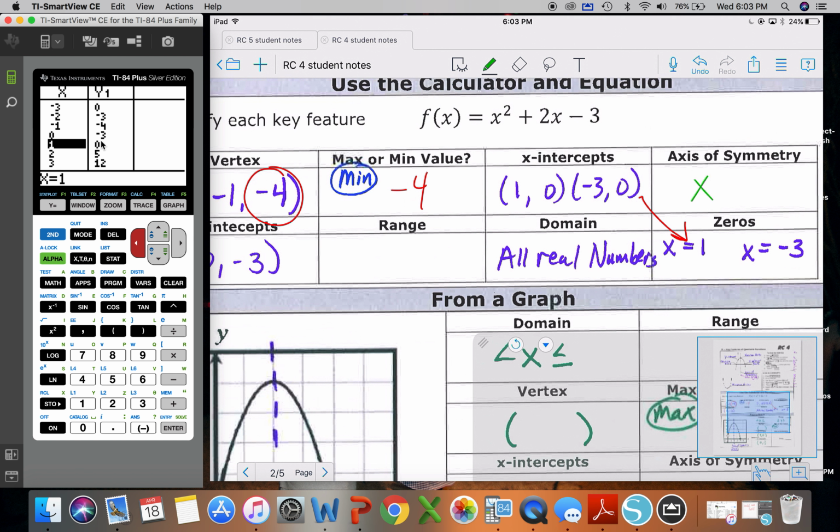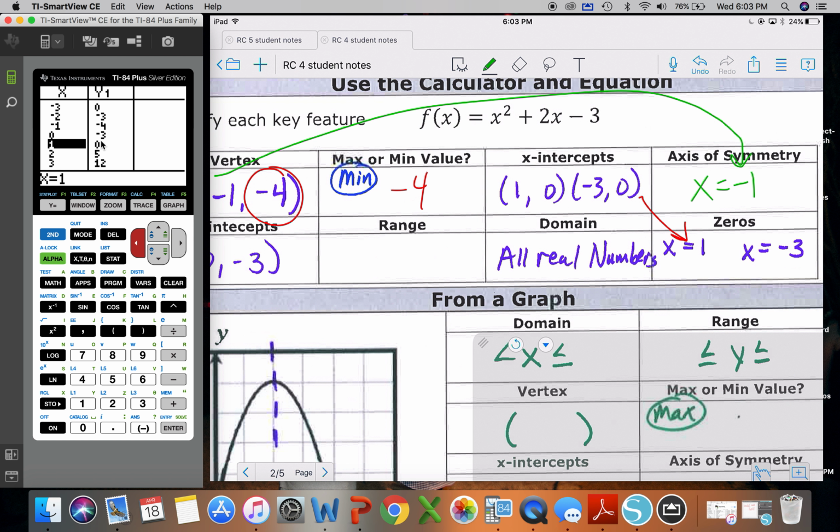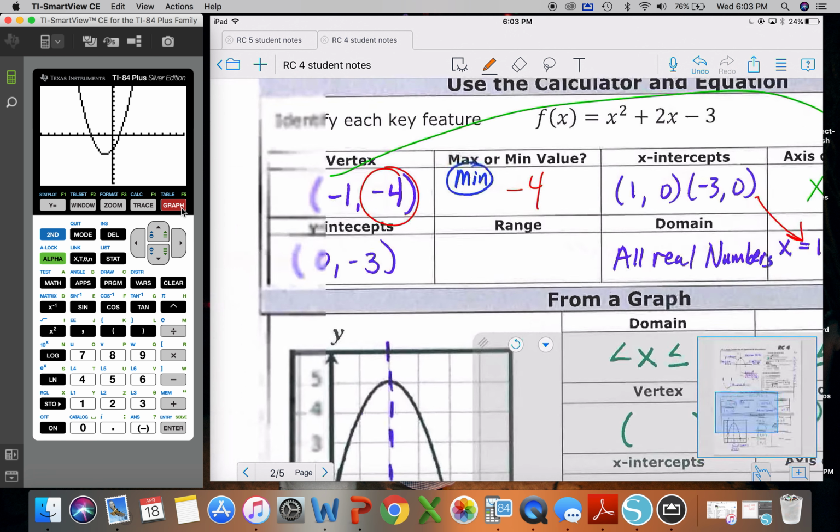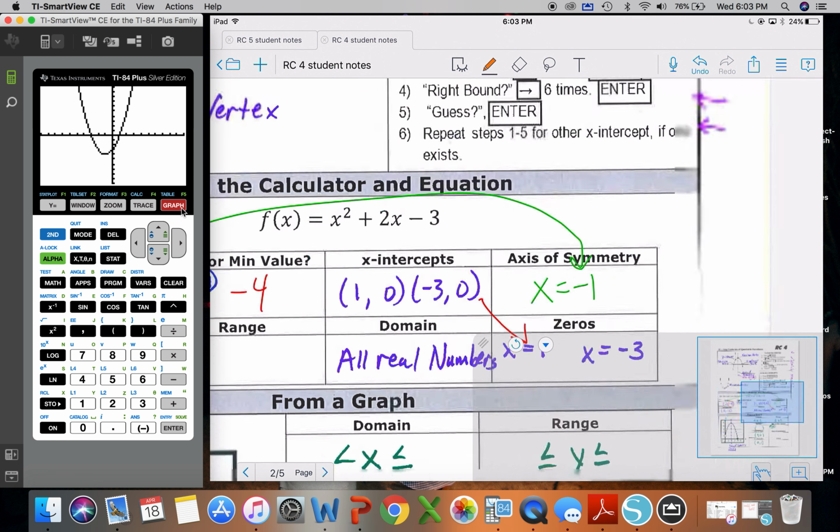Your axis of symmetry is always x equals the x from your vertex. So x equals -1 would be my axis of symmetry. My domain for all quadratics is always all real numbers. My range is going to change based on the graph.